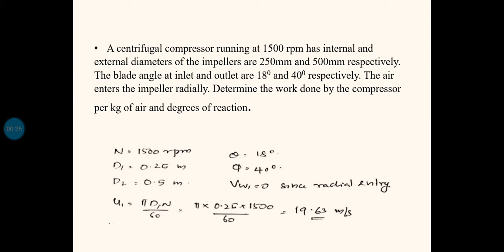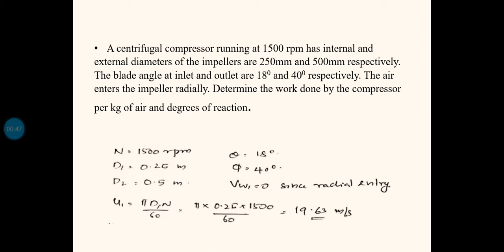First one: a centrifugal compressor running at 1500 rpm has internal and external diameters of the impellers as 250 mm and 500 mm respectively. The blade angles at inlet and outlet are 18 degree and 40 degree respectively. The air enters the impeller radially. Determine the work done by the compressor per kilogram of air and the degree of reaction.